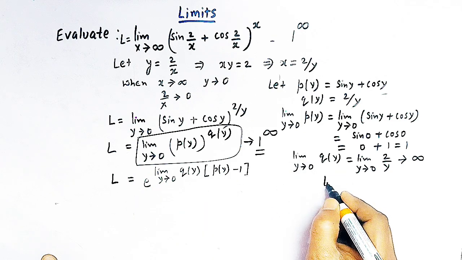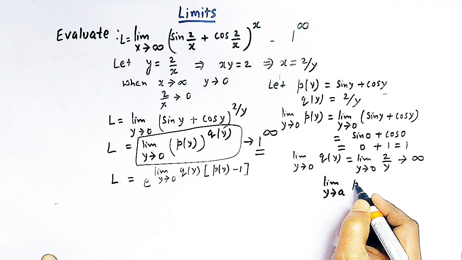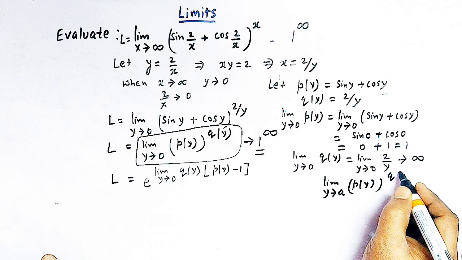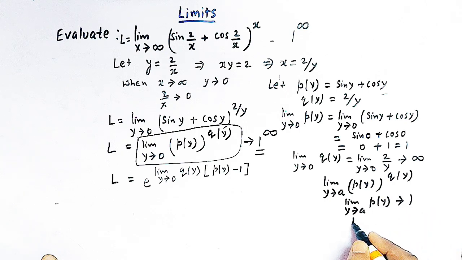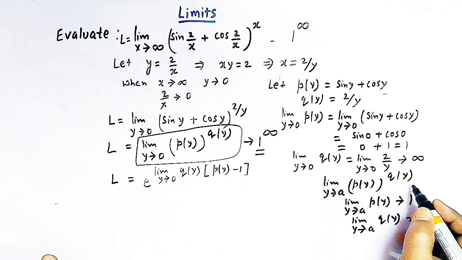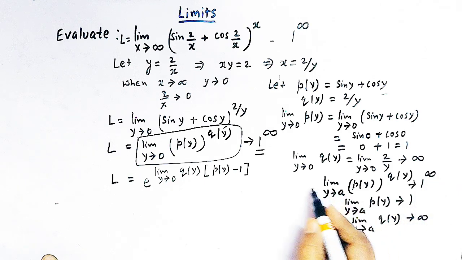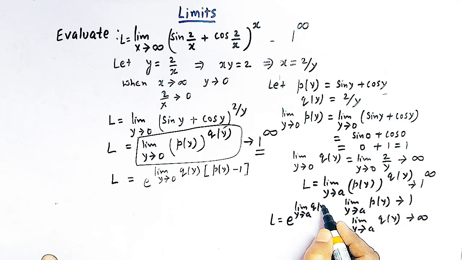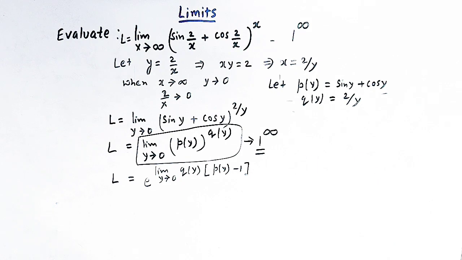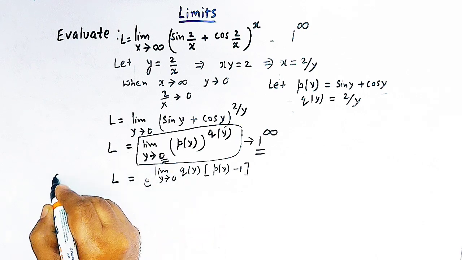So in general, we can say that if we have limit y tends to a of p(y) raised to q(y), and if limit y tends to a of p(y) tends to 1, and limit y tends to a of q(y) tends to infinity, that is, this limit tends to 1 raised to infinity, then the value of this type of limit can be written as e raised to limit y tends to a of q(y) times (p(y) minus 1). So now here the value of a is 0.